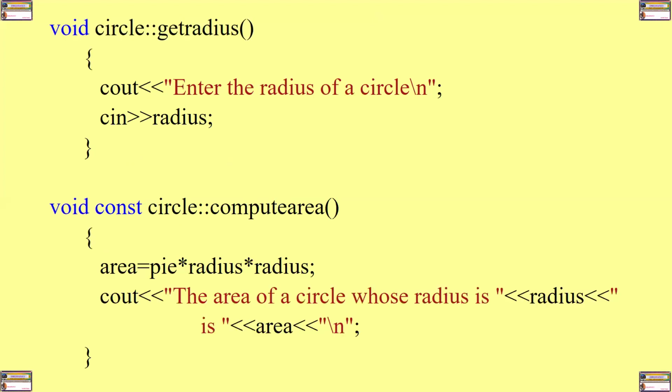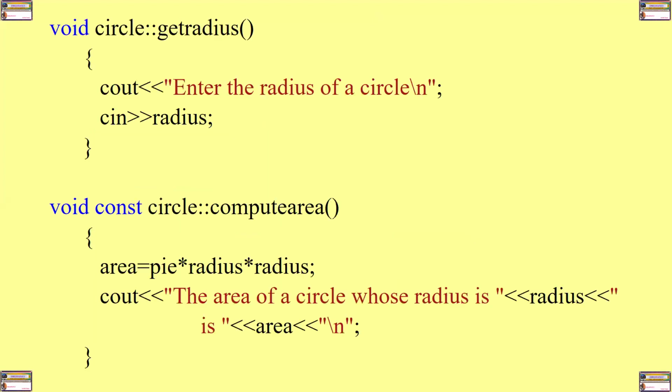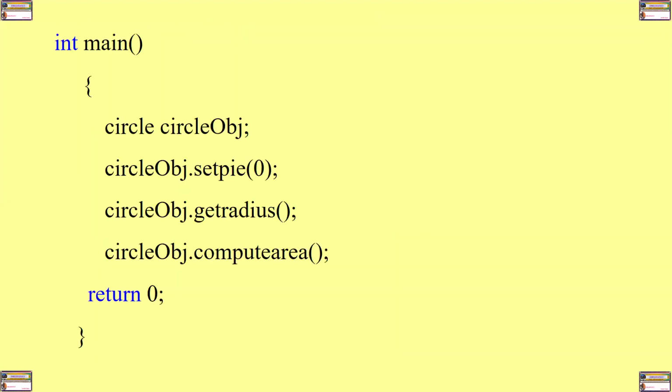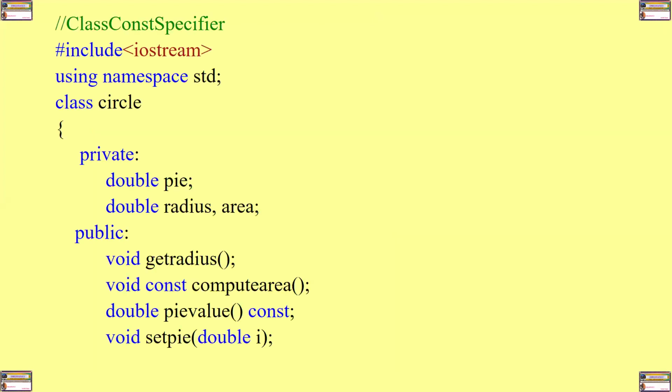So my dear students and the rest of the learners, that's how that program will work. The following is therefore a demonstration of how this program is compiled and executed in C++ and the kind of output that it will generate. In other words, just as you have been doing, just copy this program in your exercise book or in your word processor.